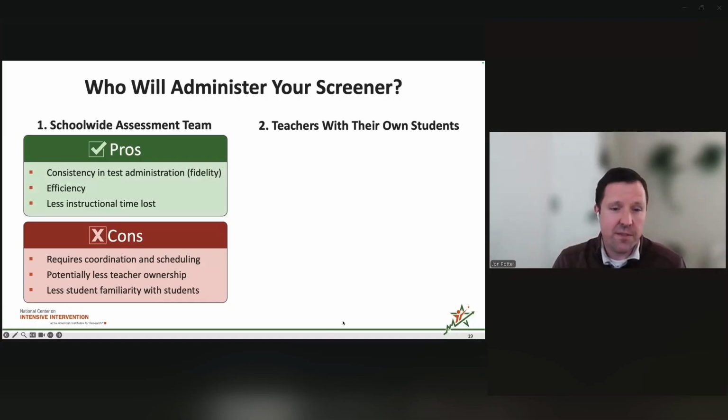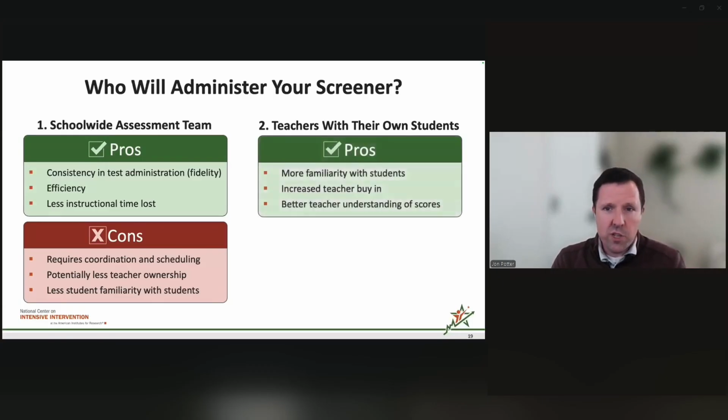The other model is where teachers are just collecting data with their own students. So this is where you've got 25 students in your class, and you need to get these assessments, these screeners, done with your students on your own time. And so, pros to this one. One is that there's familiarity, obviously, with the students. Students may try harder, they may work harder, they may feel more comfortable with their teacher. So you're going to get maybe a more accurate score there.